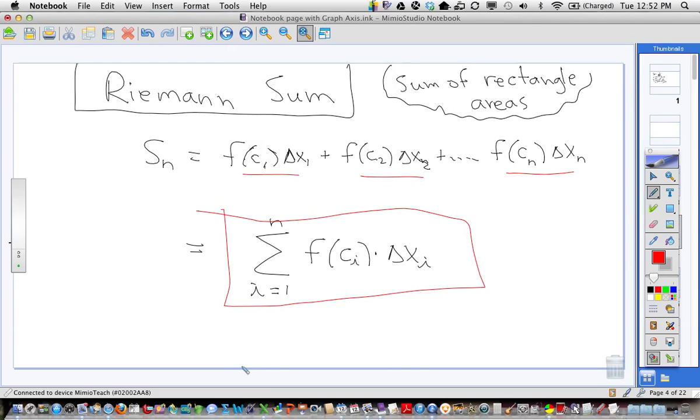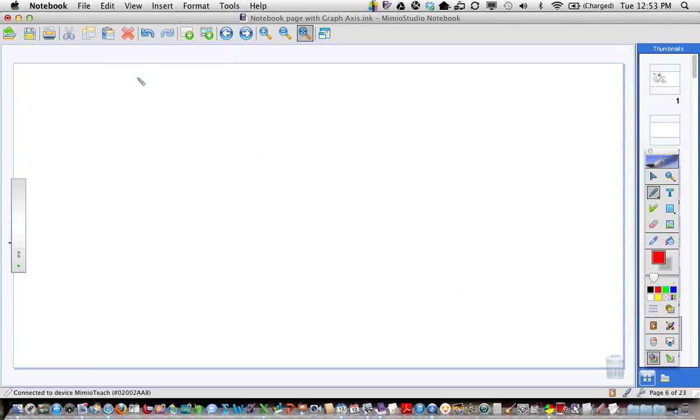Think about it. If i is a 1, this will be f of c sub 1 times delta x sub 1, which is that term. When i is a 2, this will be f of c sub 2 times delta x sub 2, which is that term. So it's just like what we did there. When you expand the sigma out, it would expand out to this. The last term will be n, so f of c sub n times delta x sub n. You get that. It's a shortcut way of writing a sum. Now, why would that be to our advantage? Well, if I ask you to do this, you don't have to write this down.